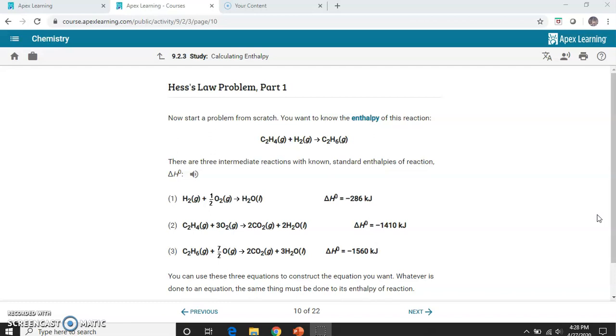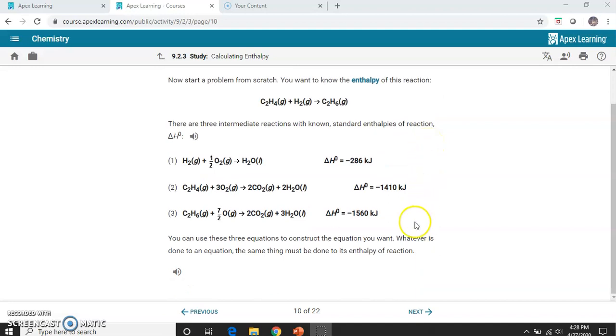We want to know the enthalpy of this reaction up here. We've got C2H4 plus hydrogen gas yields C2H6. So we know that we can take these three intermediate reactions, meaning three parts of reactions, and we know the enthalpies of all of those. How can we combine them so that they equal the total up top?